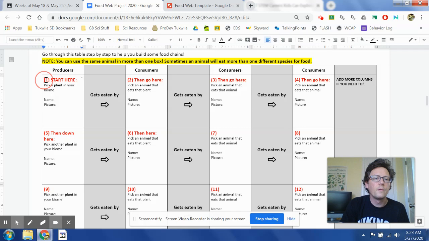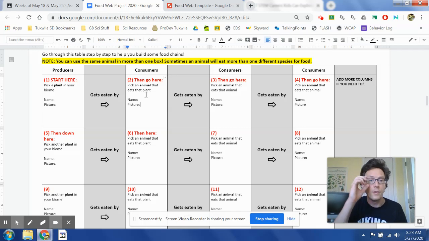As an example, for this first row, you'll want to pick a plant that's in your biome. Remember, plants are the producers. What's the name of that plant? Find a picture that you could use, or you could draw a picture. And that plant gets eaten by, figure out in your biome what eats that. Pick an animal that eats that plant. Type its name here. Find a picture that you can copy and paste here, or maybe you can draw one. That type of animal is called an herbivore because it eats that plant.